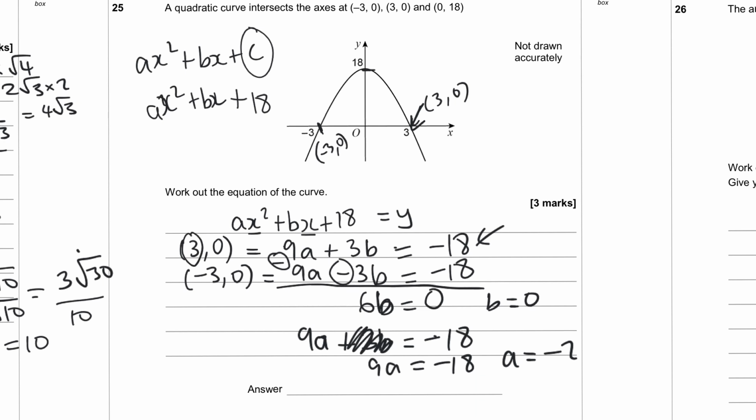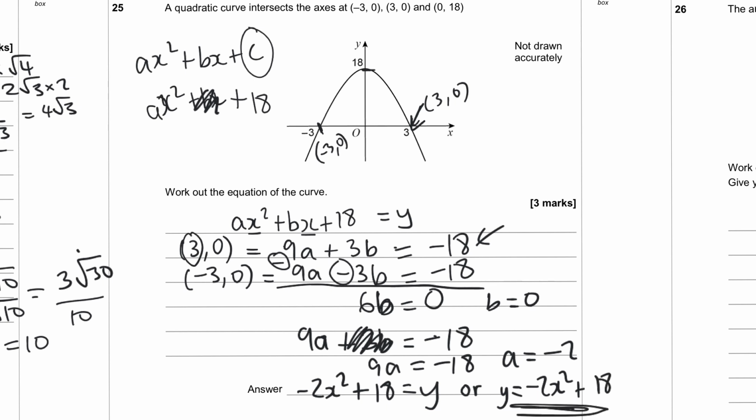And so because of that, the full equation will be minus 2x squared. B is equal to 0, so that's not going to be part of it. So it's going to be minus 2x squared plus 18 is equal to y. Or you can write it as y is equal to minus 2x squared plus 18, which I would prefer to write this way, to be honest. So yeah, that's the final answer.